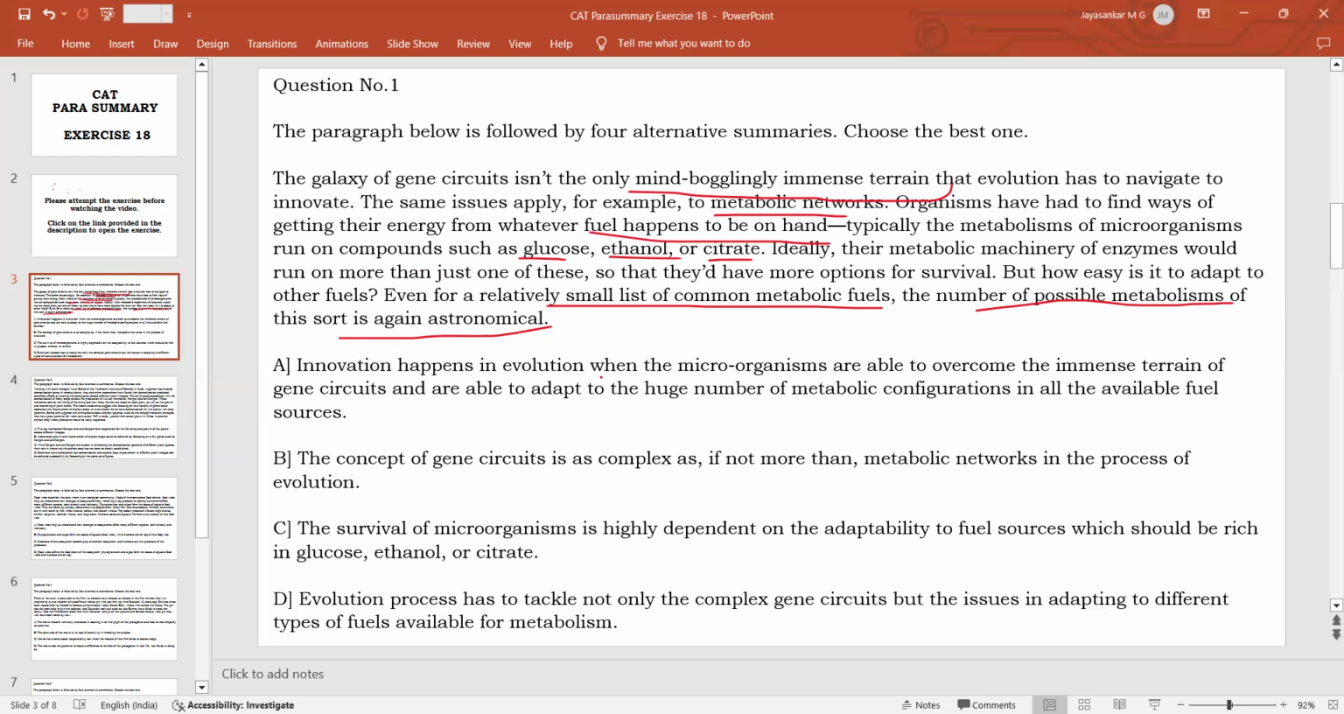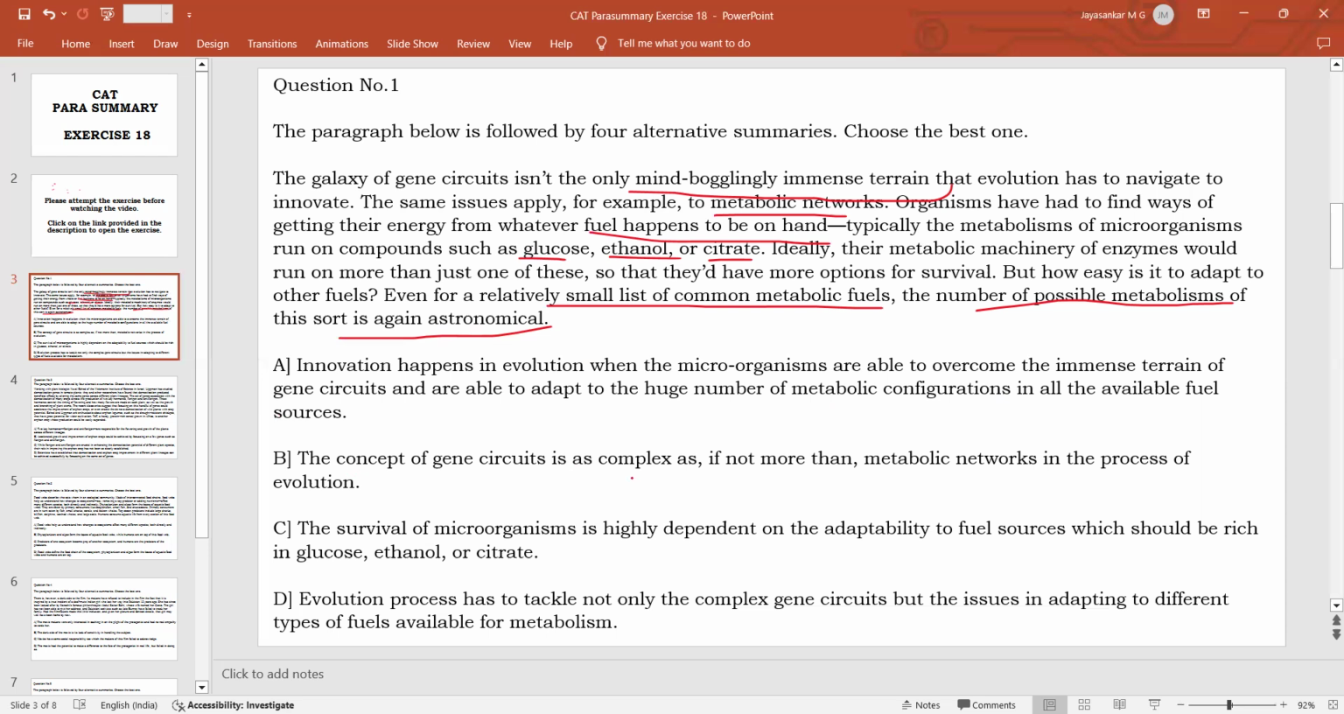Innovation happens in evolution when the microorganisms are able to overcome the immense terrain of gene circuits, correct, and are able to adapt to the huge number of metabolic configurations in all the available fuel sources, correct. So this is basically true. It says that innovation will happen in evolution when the two problems can be overcome. So a possible answer, keep it in your mind.